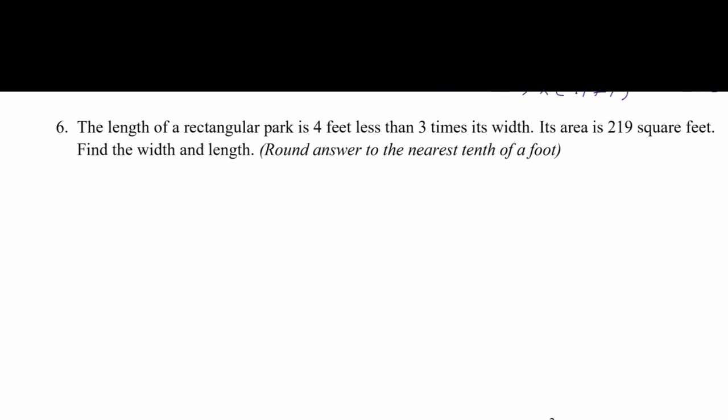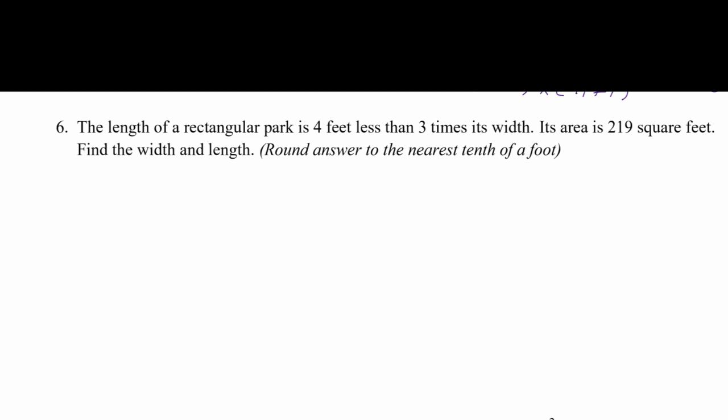We know that the length of the rectangular park is 4 feet less than 3 times the width. The area of the park is 219 square feet. Find the width and the length. Oh, and round your answer to the nearest tenth of a foot.